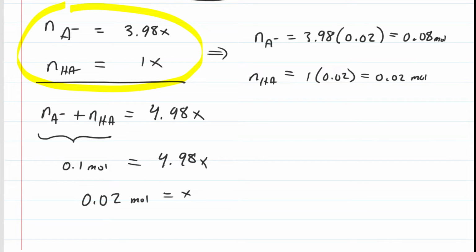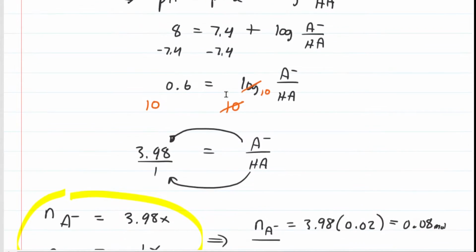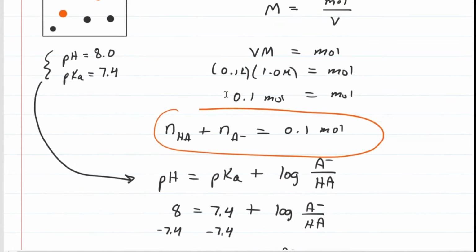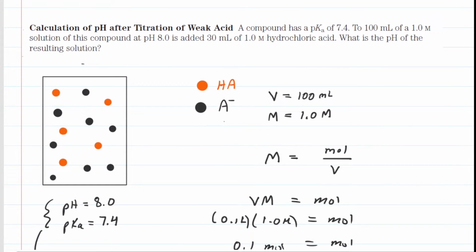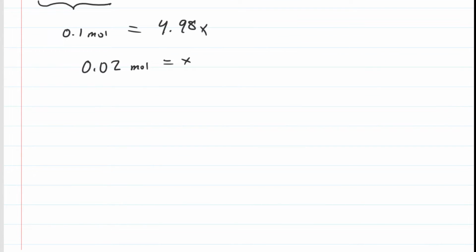So now we know the moles of HA and the moles of A minus. That's all the initial conditions of this solution. Let's put those numbers on hold for a moment and just go back and reevaluate what's happening. Somebody is adding 30 mils of 1 molar HCl. So, of course, what's going to happen is that the HCl, being a strong acid, is going to react with the conjugate base. It's going to react with the A minus that's floating around in the solution.